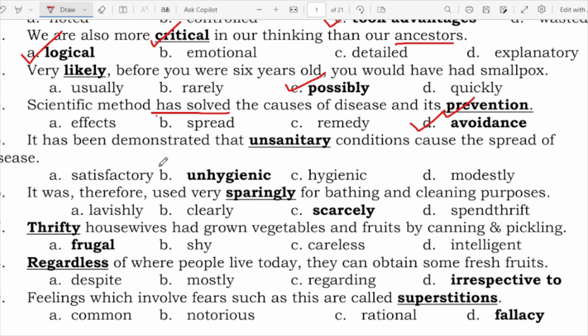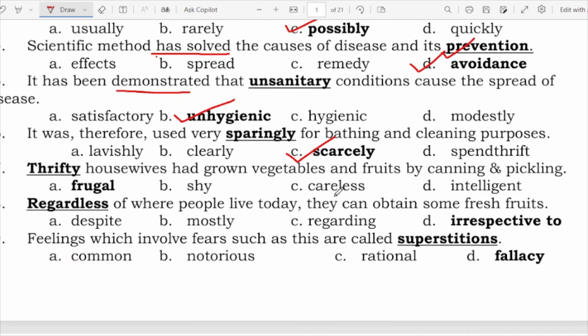Number 15, it has been demonstrated that unsanitary condition is unhygienic, and demonstrated means displayed. It was therefore used very sparingly for bathing and cleaning purposes, and the answer is C, scarcely. Thrifty, that is frugal, very hard-working, wise, had grown vegetables and fruits by canning and pickling.